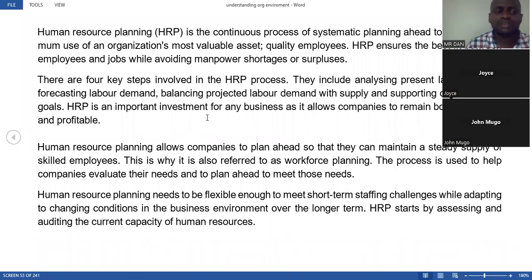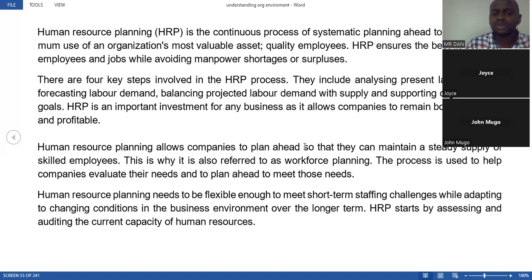Then the other thing we are saying is supporting organizational goals. So you need to support organizational goals. What we want to achieve as an organization is very, very important. So human resource planning allows companies to plan ahead so that they can maintain a steady supply of skilled employees. So you need to look at the current requirements in terms of labor or in terms of human capital and try your level best as the human resource to recruit skilled employees who are going to transform your organization into something better.